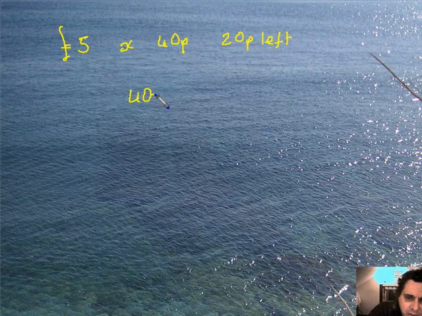I've got 40 lots of X, haven't I? Is that alright? So he spends 40p. We don't know how many of these things he bought for 40p, but I know he had £5. In other words, he had 500 pence. Is that alright? So he had 500 pence.